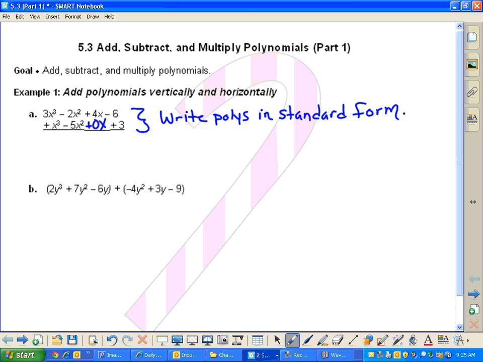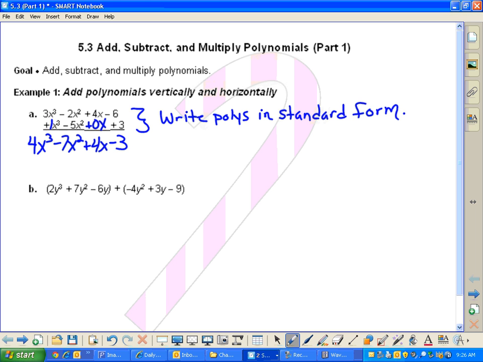I have 3x cubed and 1x cubed. That makes 4x cubed. Negative 2x squared and negative 5x squared, that's just negative 7x squared. 4x and no x, that's 4x. Negative 6 plus 3 is negative 3. And notice my answer is in standard form. Not too bad. You could, however, orient the problem horizontally if you like.